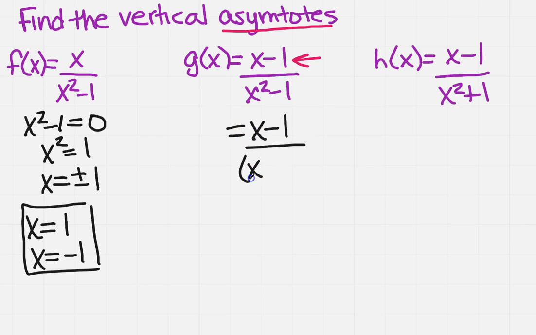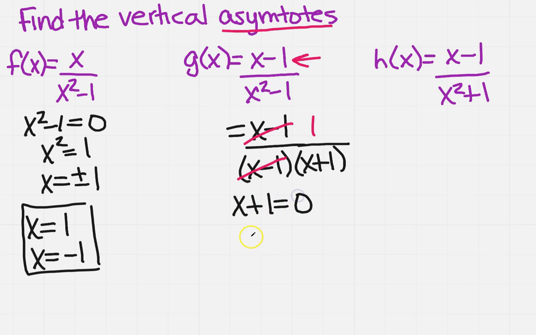When I factor the bottom, I get x minus 1 and x plus 1. Now if you remember, anything over itself is 1. So I'm going to cancel these out, leaving myself a 1 in the numerator. And now I'm going to try to find my vertical asymptote. Well, I'm going to take the denominator and set it equal to 0, and I'm going to find that x equals negative 1. And that's going to be my vertical asymptote.